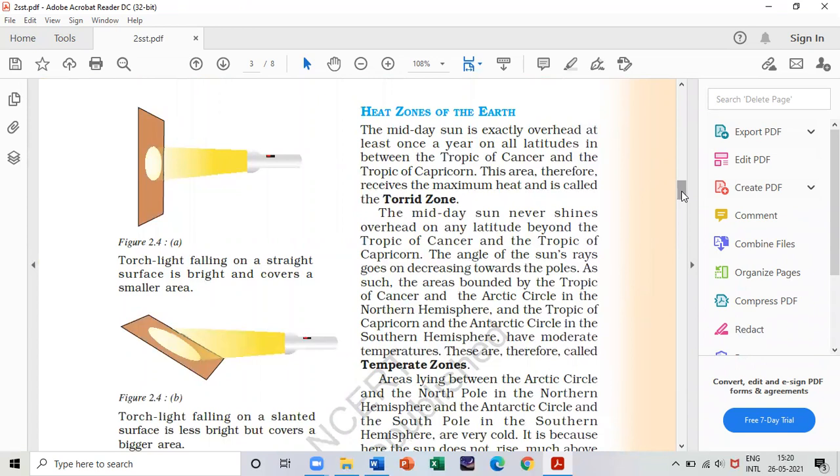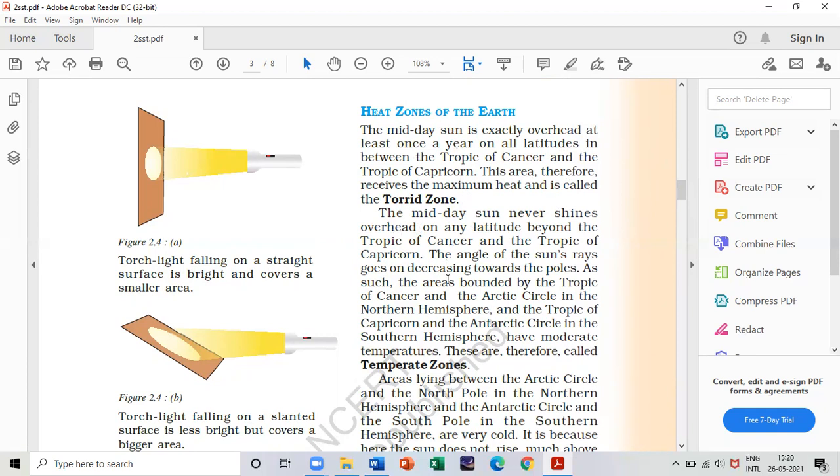So you can come to what do you mean by the heat zone of the earth. Here you get the torrid zone, and the answer is: the midday sun is exactly overhead at least once a year on all latitudes between the Tropic of Cancer and the Tropic of Capricorn, and this area therefore receives the maximum heat and is called the torrid zone. So what is the torrid zone? Remember this. It will be better if it comes in the 2 marks. You will add a picture along with this from the above diagram.